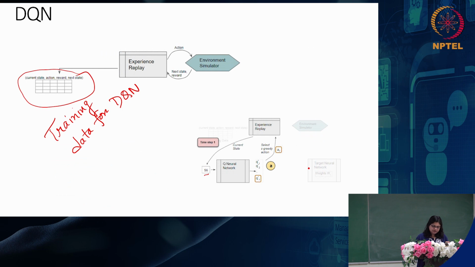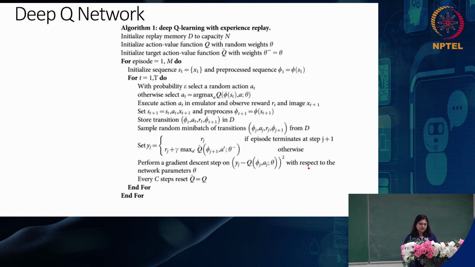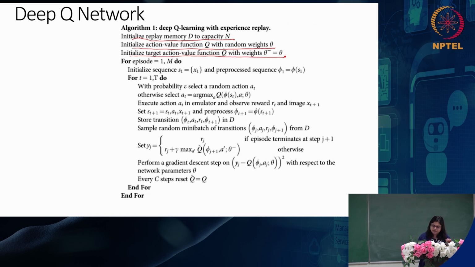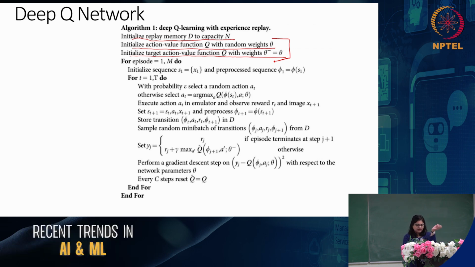Now let us see the pseudocode. This is deep Q learning with experience replay. Initialize the replay memory D with capacity D. Capacity means how many samples you can store in the memory. Initialize the action value function Q with random weights theta. Initialize the target action value function Q with weights. The initializations are the same, so the same parameters are used for the target network and also the original network.